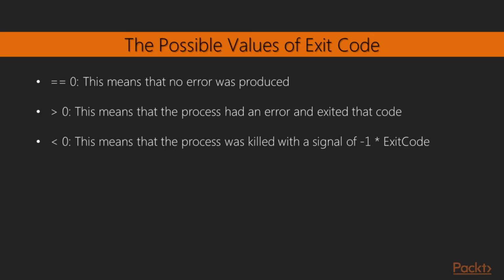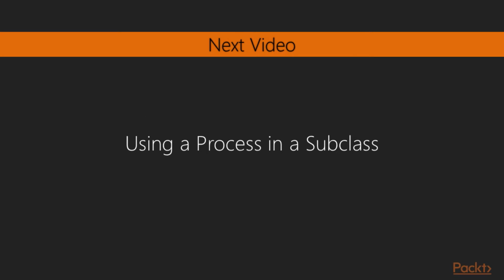The possible values of exit code are as shown. 1. Equal to 0 means that no error was produced. 2. Greater than 0 means that the process had an error and exited with that code. 3. Less than 0 means that the process was killed with a signal of -1 times the exit code. For our example, the output value of the exit code is equal to -15. The negative value, -15, indicates that the child was terminated by a signal identified by the number 15. Brilliant! So in this video, we've successfully killed the process. In the next video, we'll show how to use a process in a subclass.